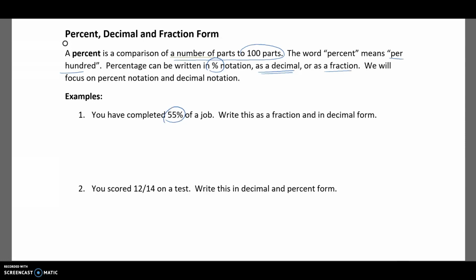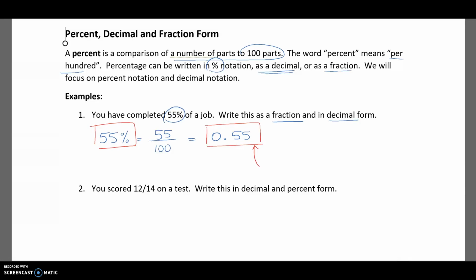Perhaps you're told you've completed 55% of a job. If we want to write this in fraction form first, we simply remember that the percent means out of 100. So 55% is equal to 55 out of 100. I can write this in decimal form as well, remembering that to convert a fraction to a decimal, I do the division. 55 divided by 100 is 0.55. So 55% is equal to 55 out of 100, or written as a decimal is 0.55. Notice that there is no percent sign written once we convert to a decimal.